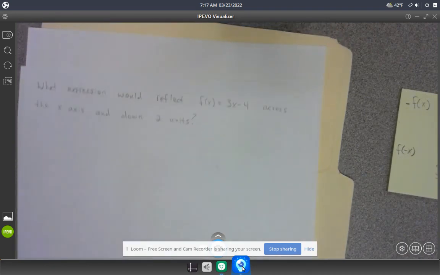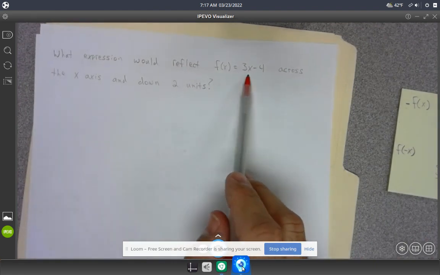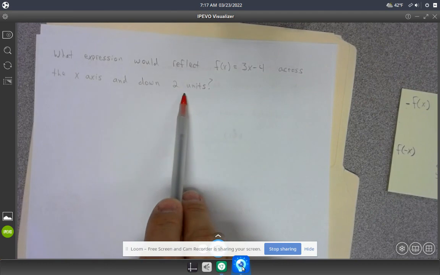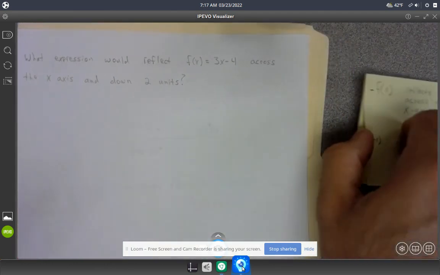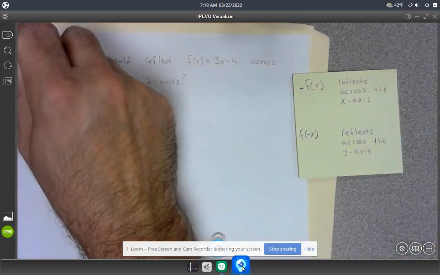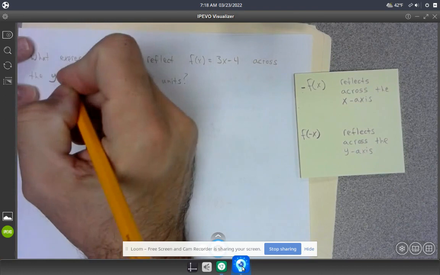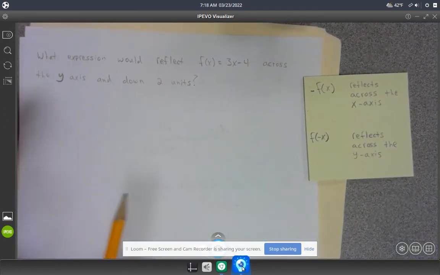Let's do one more. What expression would reflect y equals 3x minus 4 across the x-axis and down 2 units? Okay, so I want to spell out how to do this. I put x-axis, but I meant to put the y-axis here. There we go. So I want to reflect it across the y and down 2.